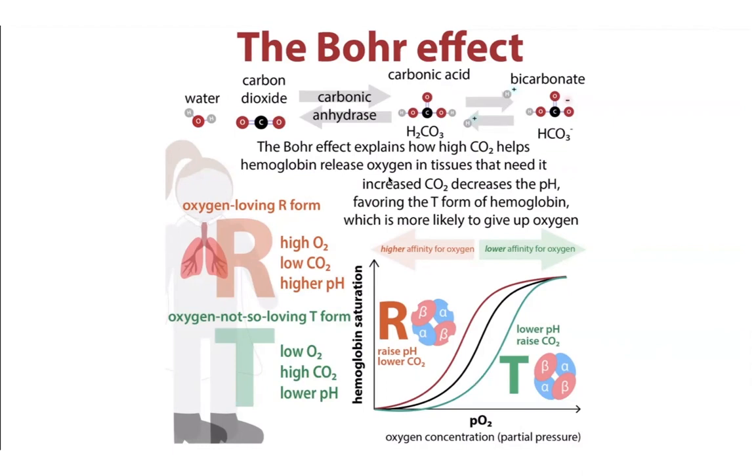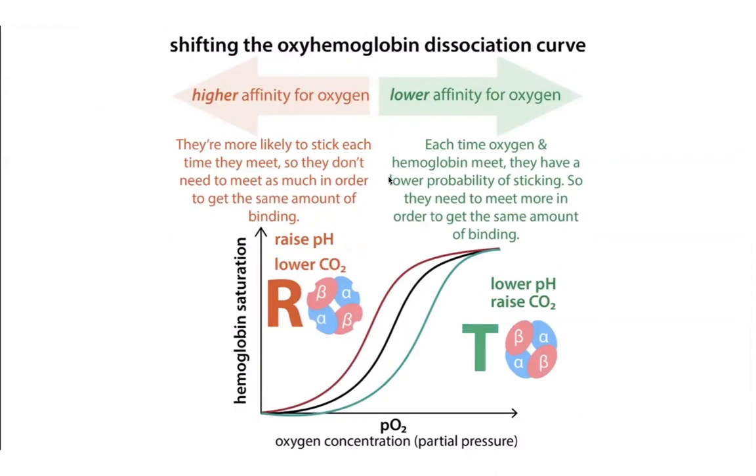Then when that hemoglobin travels back to the lungs, now there's going to be less CO2. You're going to have more oxygen. The oxygen is going to bind. Without the CO2, now you can't form those salt bridges. You have a higher oxygen concentration, so you can bind oxygen. Once you bind oxygen, now you're quickly going to stabilize that R state and increase the affinity, allowing you to take up oxygen. Remember, the T state is that taut state where each time oxygen and hemoglobin meet, they have a lower probability of sticking. So they need to meet more in order to get the same amount of binding. So you get your curve shifted to the right. In that R state, however, they're more likely to stick each time they meet, so they don't need to meet as much in order to get the same amount of binding. And so this is going to be shifted to the left.